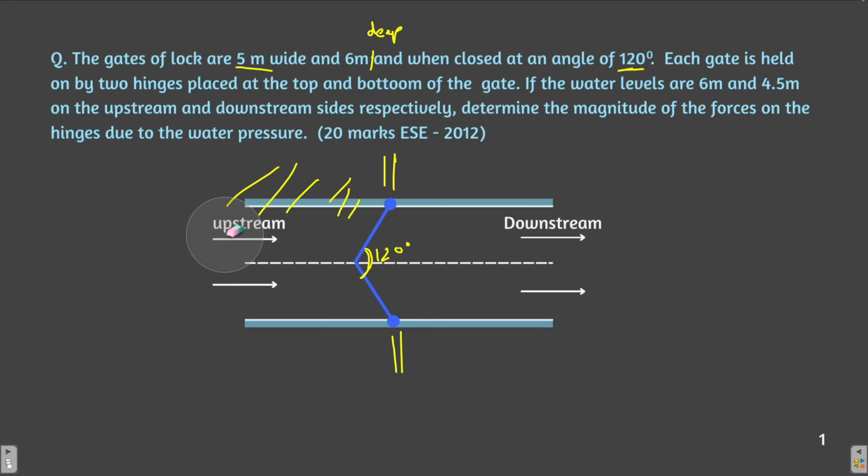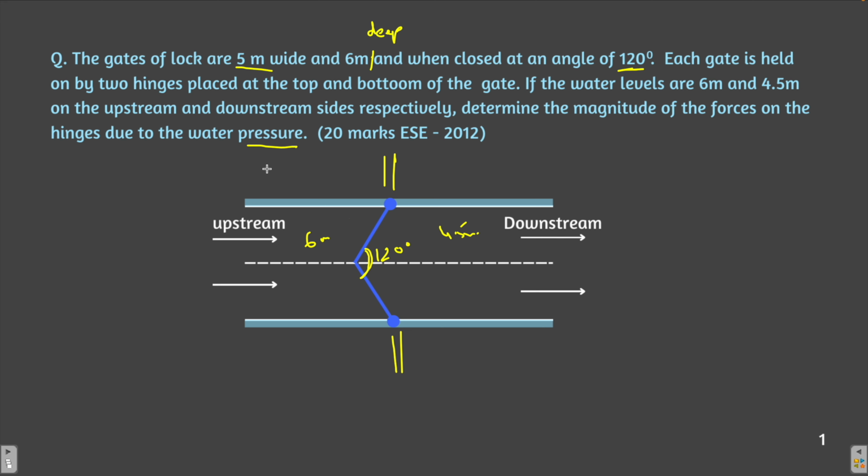Now each gate is held by two hinges placed at the top and the bottom of the gate. If the water levels are 6 meter and 4.5 meter on the upstream and downstream side respectively, so the water level is 6 meter over here and 4.5 meter over here respectively, determine the magnitude of the forces on the hinges due to the water pressure. So what we have to find is the forces acting on these hinges.